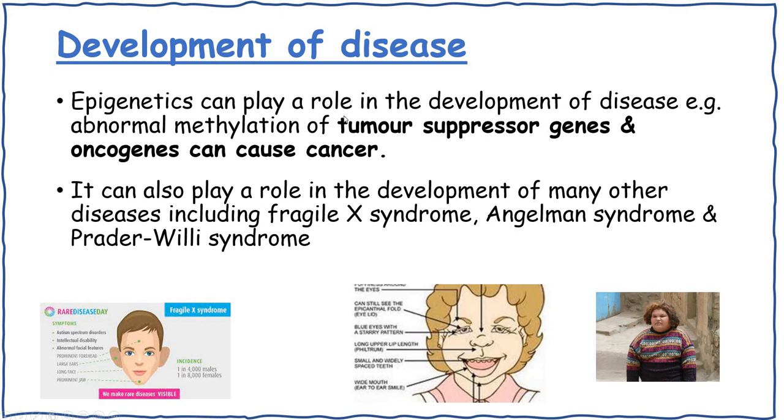So epigenetics can play a role in the development of some types of disease. For example, abnormal methylation of tumour suppressor genes and oncogenes can cause cancer. And it can also play a role in the development of many other diseases, including Fragile X syndrome, Angelman syndrome, and Prader-Willi syndrome.